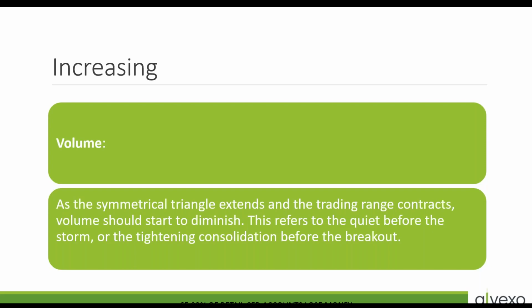As a triangle extends and the trading range contracts, volume should start to diminish. In other words, as price is being pushed into the apex of the triangle, the support and resistance lines are getting closer and closer together. Price movements are lowering and volume should be dropping. Then when we get a breakout, and if it's not a false breakout, we should start seeing a jump in volume. So we could call this the calm before the storm. The markets get very, very calm. Then we get the breakout, which is a storm, and we should see volume increase because other traders are jumping in to trade that breakout.